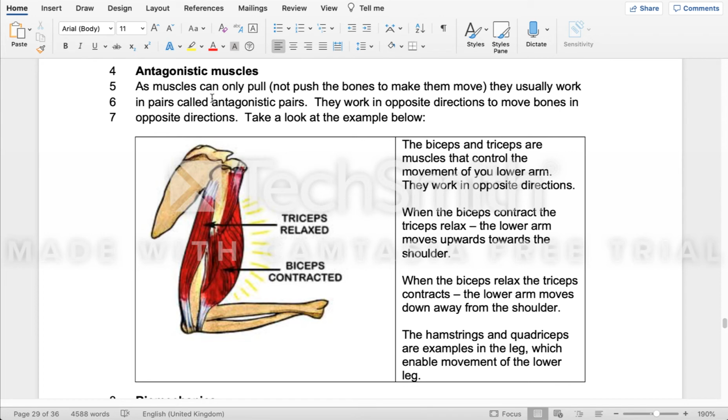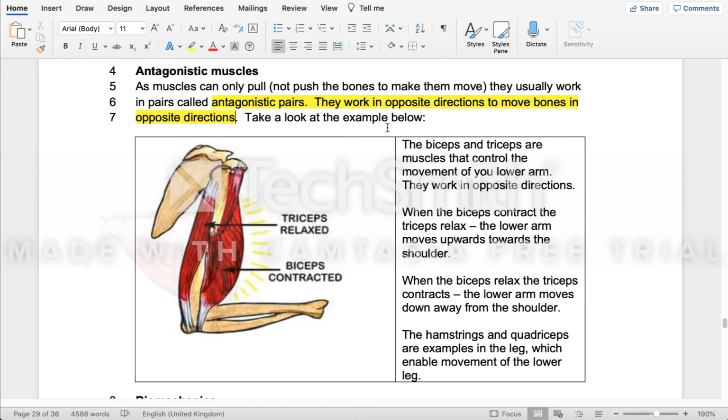Okay? Now, antagonistic pairs, the first thing that you need to know is that it's a pair. There's always two involved. There's always two muscles involved, and they always work together. They work in opposite directions to move bones in opposite directions. So we're going to look at the arm as an example right here.